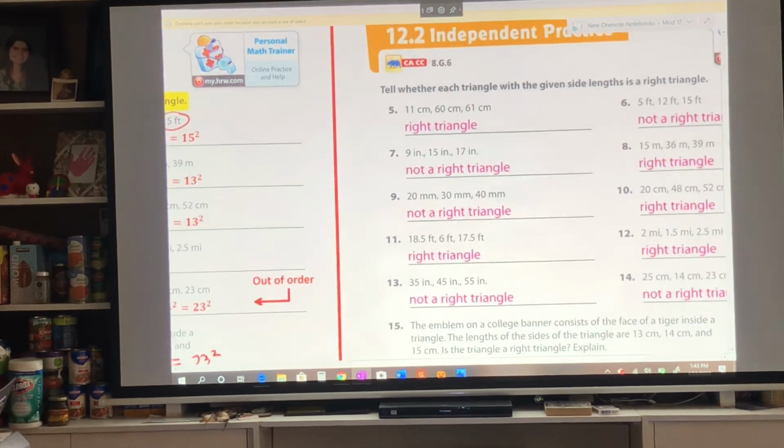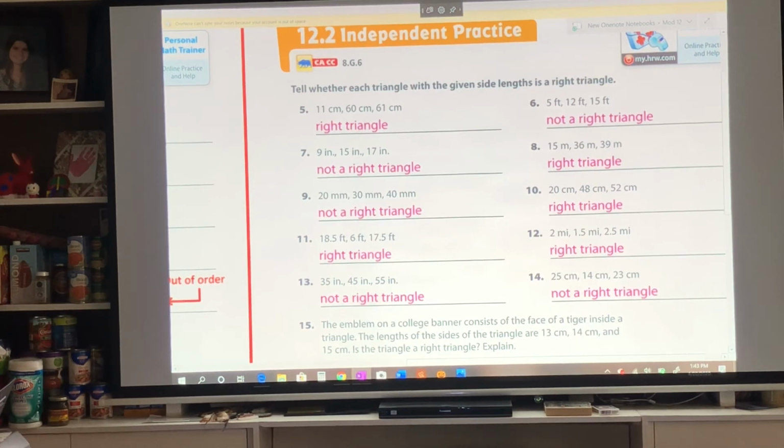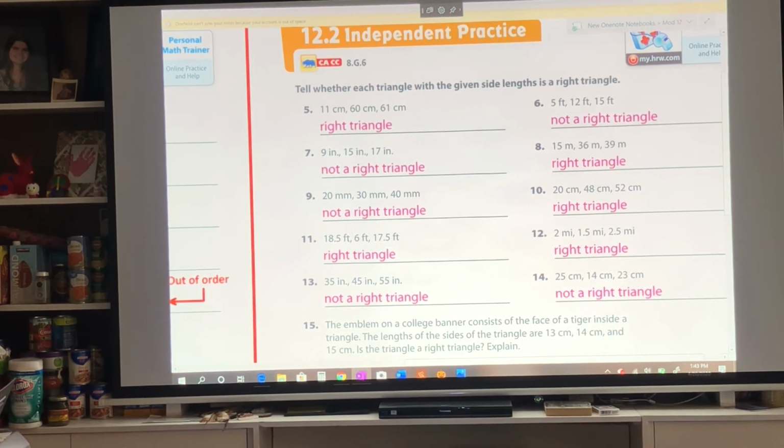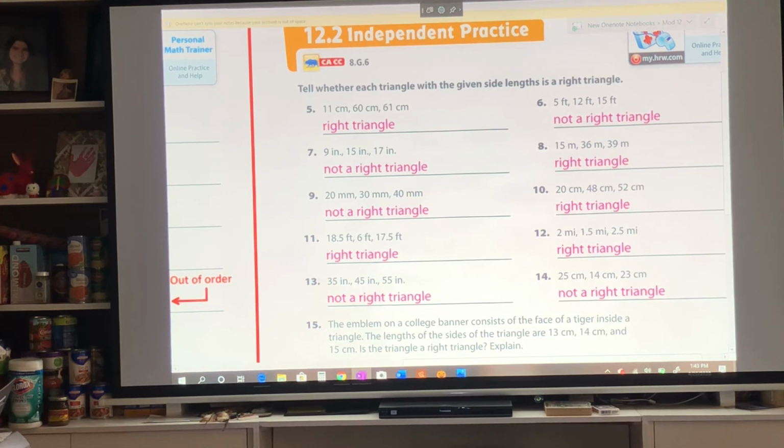And over here, it's just yes or no. It's a right triangle or it's not. Left side equals the right side. It's a right triangle.